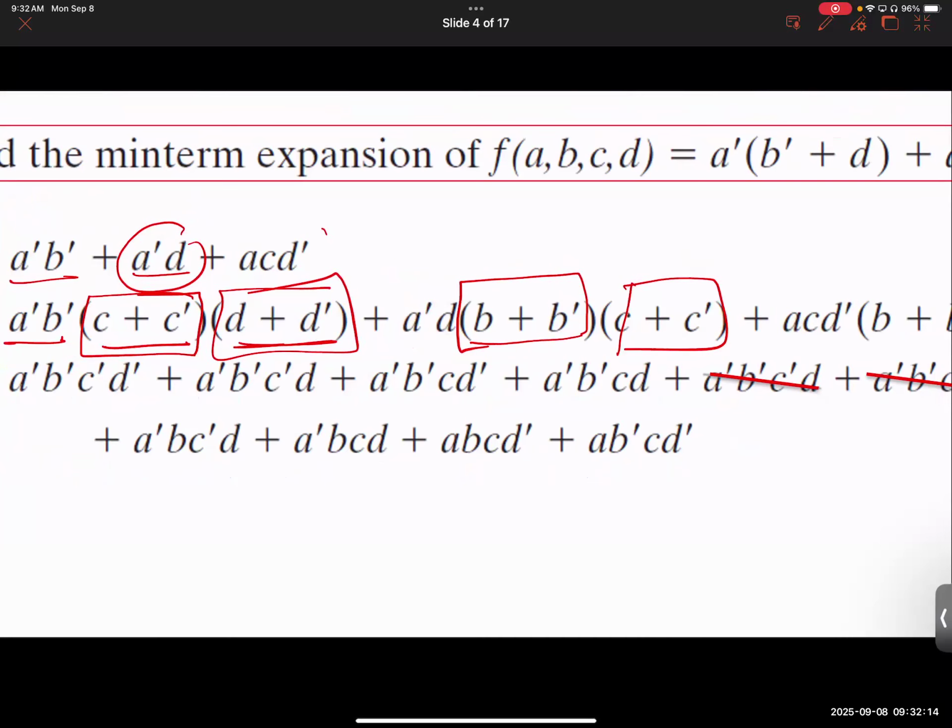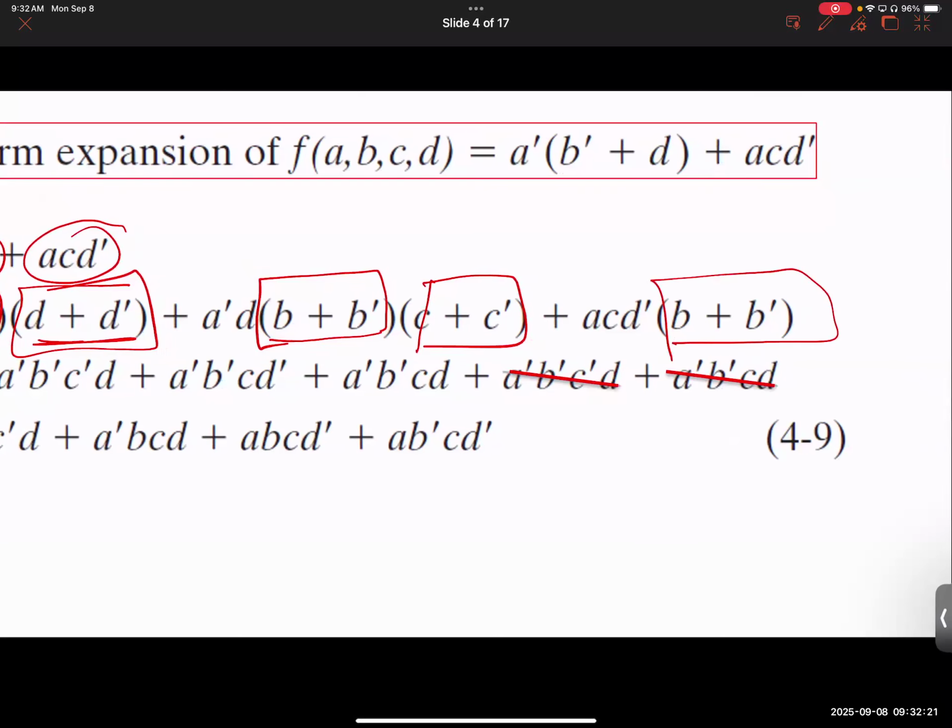Okay, how about the third term? There is just one thing missing. What is that? B. So I'm gonna forcefully introduce B plus B prime. That's it. That is the strategy. Super simple. Once you know it, you can do it.